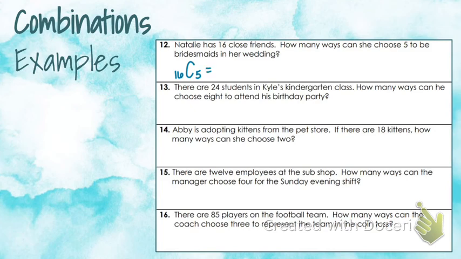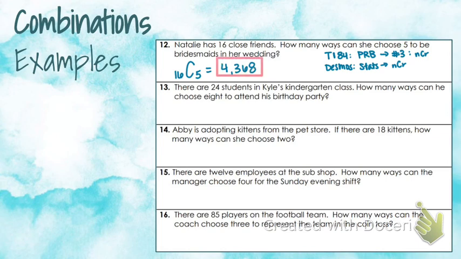And when we type this in our calculator, we do the exact same thing except in the TI-84, when you go to the probability menu, you choose option 3 instead of 2 because it is NCR. In Desmos, you go to stats in the functions and you choose NCR. And when you type that in, you are going to get 4,368 different possible ways she can choose 5 bridesmaids from her 16 close friends.